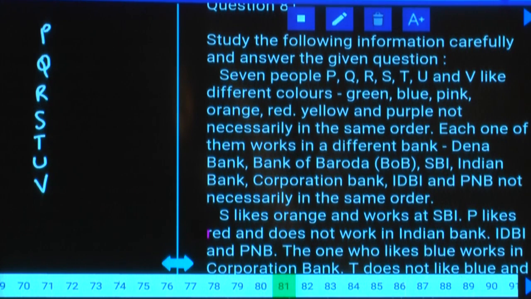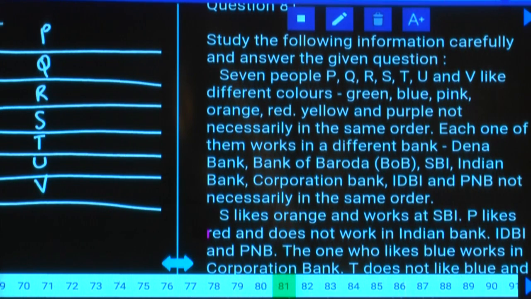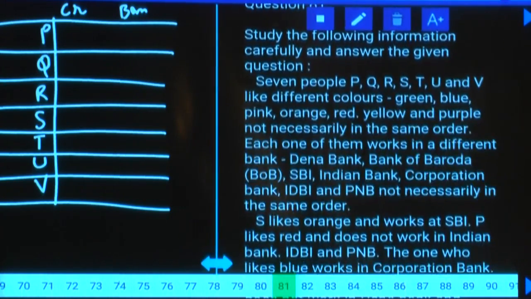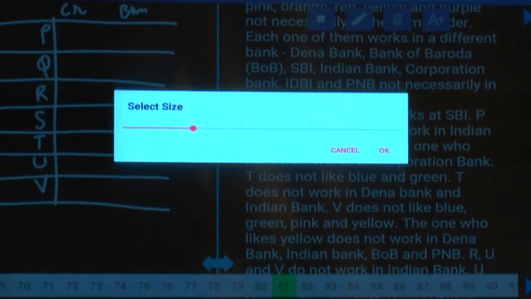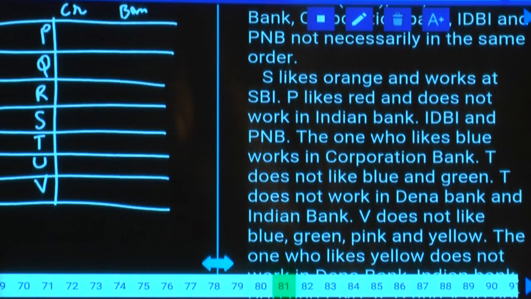Now this is the information, and the first parameter is color and the second parameter is what? The bank in which they are working. Done with this? Now there are 2 parameters in this one. This is color and this will be bank. Then tell me what is the information here? S likes orange and works at SBI. Information clearly given. S likes what? S likes orange.